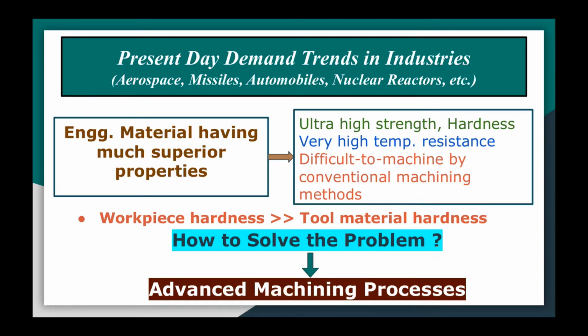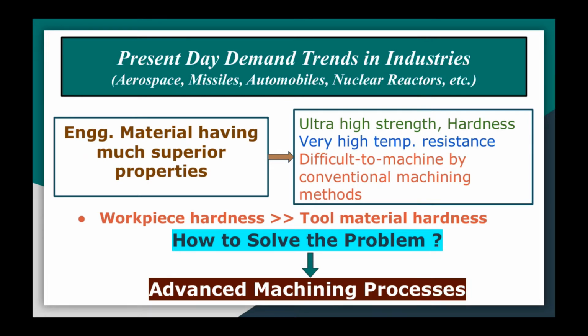Here in advanced machining processes, the important thing is that workpiece hardness does not matter. As I just mentioned, hardness is the barrier in the case of conventional machining processes. So when we are using advanced machining processes, hardness does not remain a barrier for the machining.